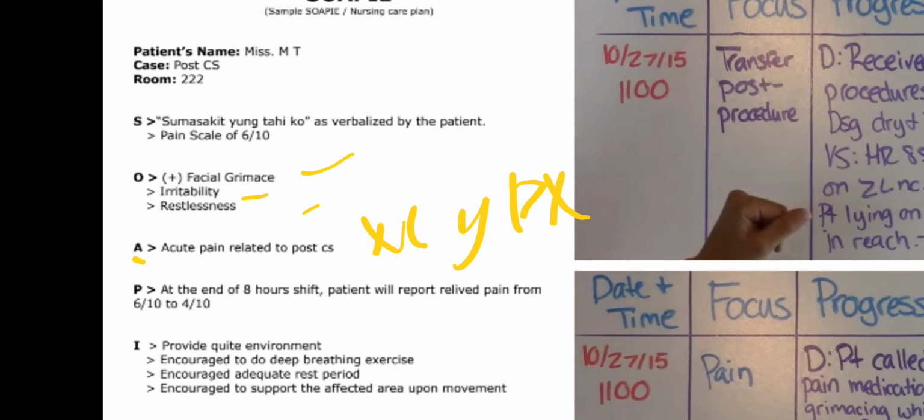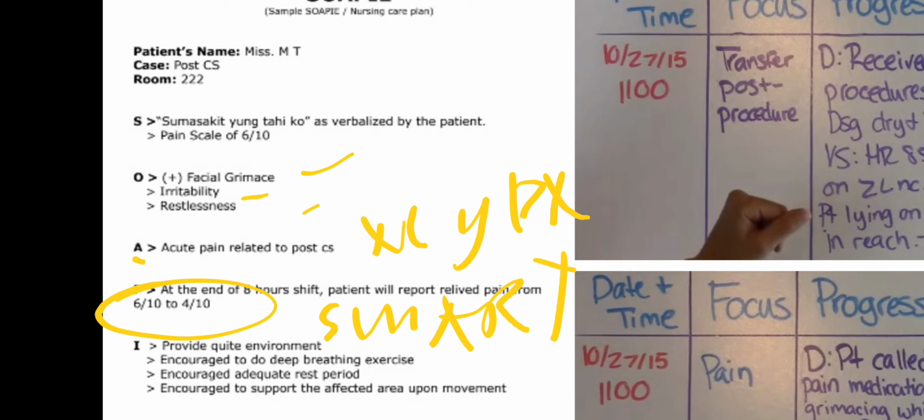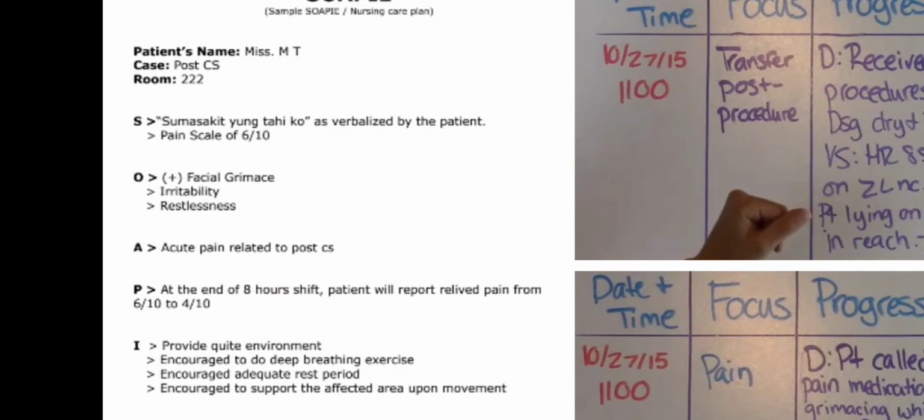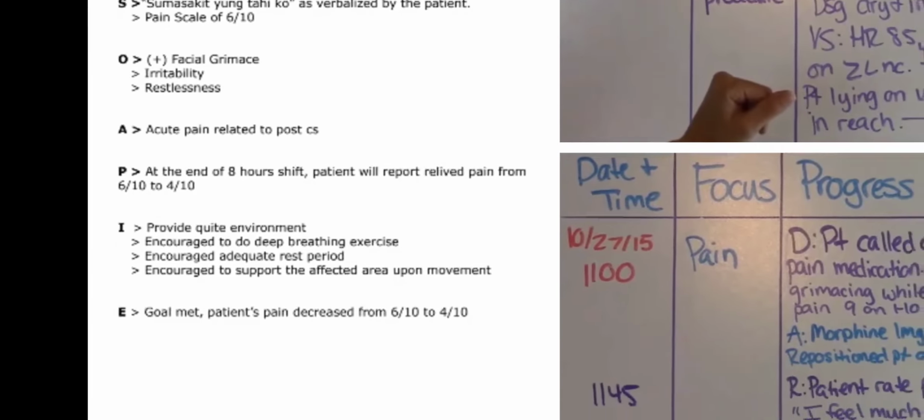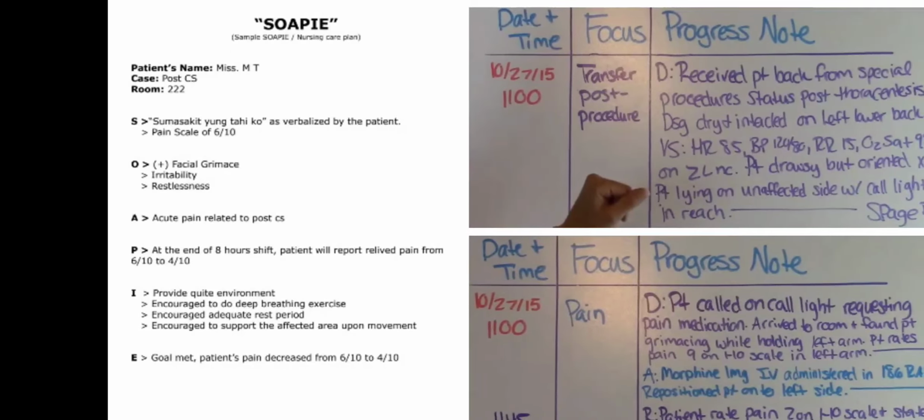P, at the end of 8-hour shift, the patient will report relieved pain from 6 to 4. Kasi this is, again, ang paggawa ng plan, it should be SMART: specific, measurable, attainable, realistic, and time bounded. Remember, 8 hours lang yung kanyang shift. So, hindi naman natin pwede na maging zero na agad-agad, no? Lalo na pag post-CS. Ito yung kanyang intervention and ito ang kanyang evaluation. So, this is a simple sample of a SOAPy.